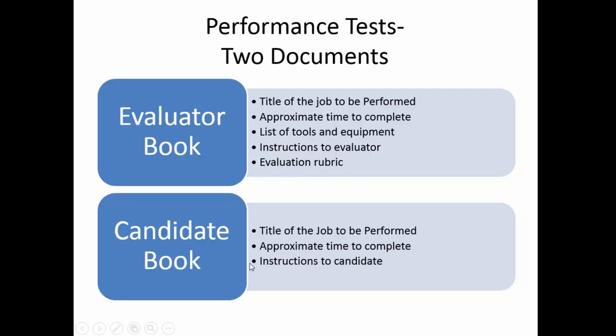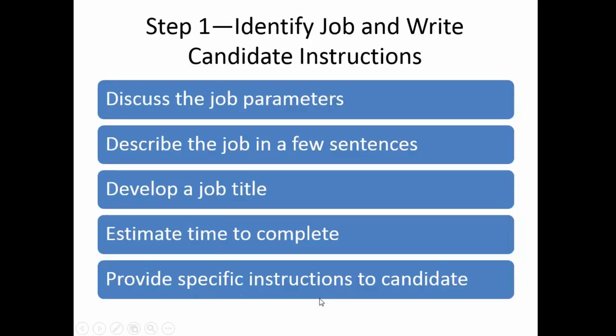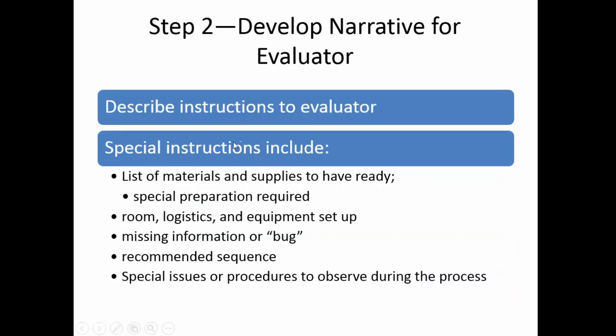The candidate gets, this is what you're going to do, you'll have 30 minutes to do it, and these are the things you're going to be graded on, instructions on how to do it. So step one is to identify the job and write the instructions to the candidate. Here's the parameter. This is the job you're going to do. Here's the title. You have so much time, and do this first. Be sure you put safety glasses or whatever it is that you want them to know. And then you've got the narrative for the evaluator.